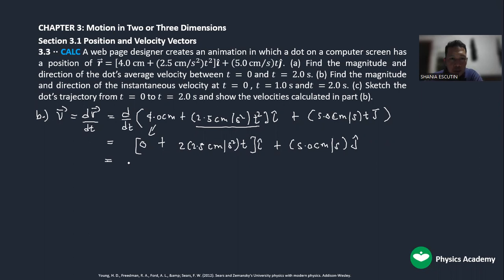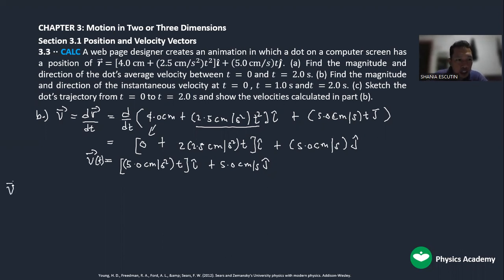So we can simplify this further. We have 2 times 2.5, so we have 5.0 centimeters per second squared, times t, i hat, plus 5.0 centimeters per second, j hat. Okay. So if you want to find the magnitude and the direction of the instantaneous velocity, this is now our velocity as a function of time, our instantaneous velocity.